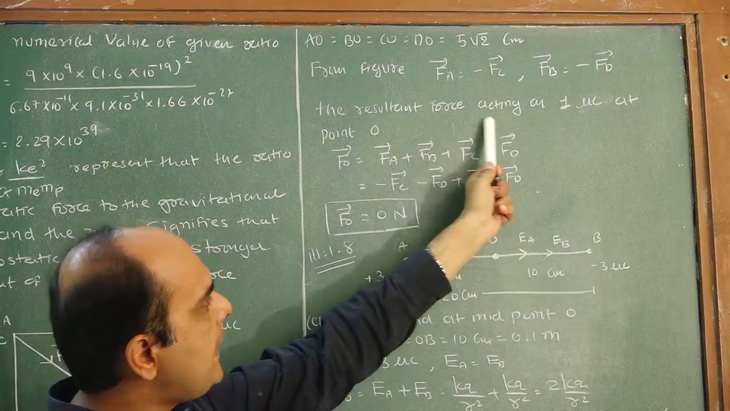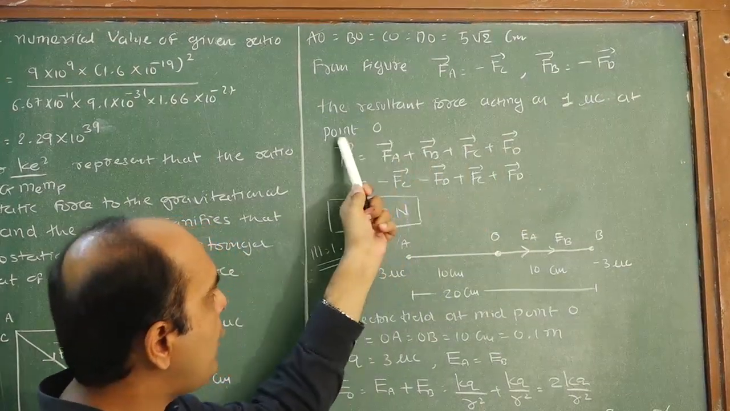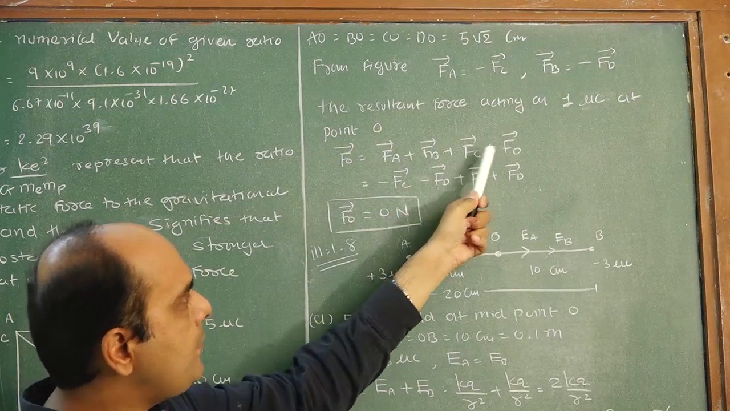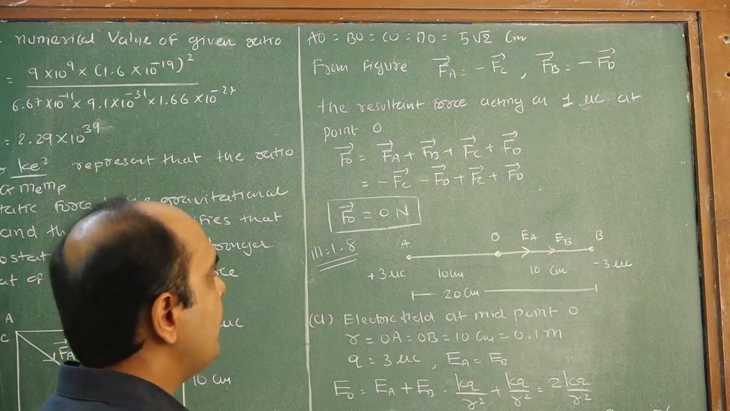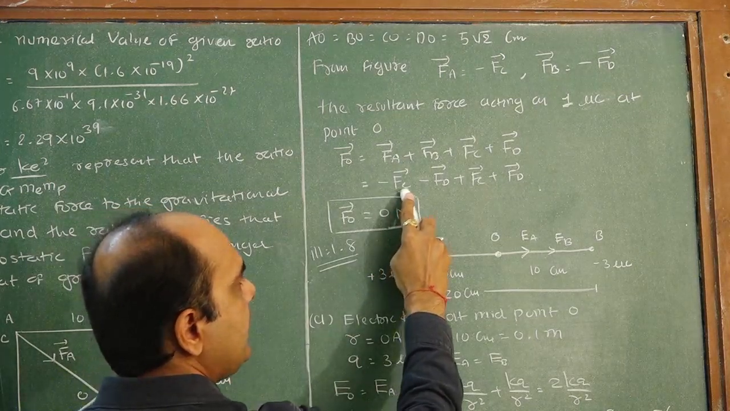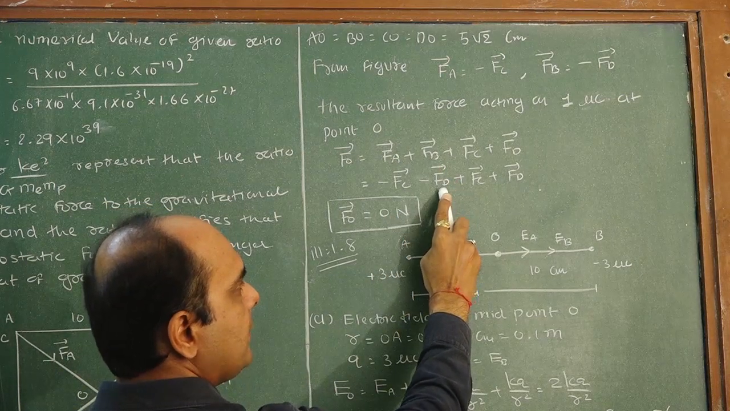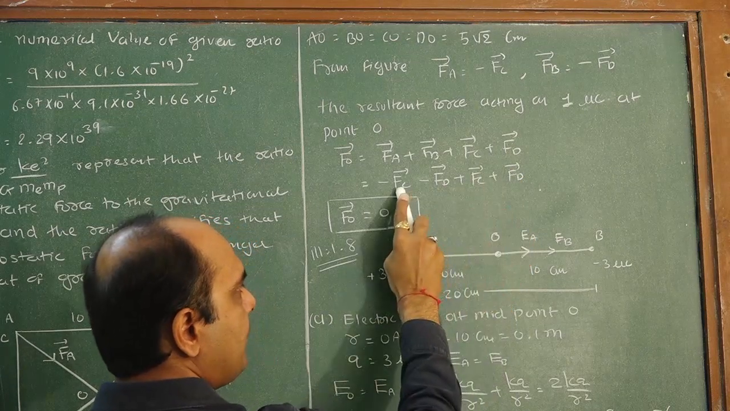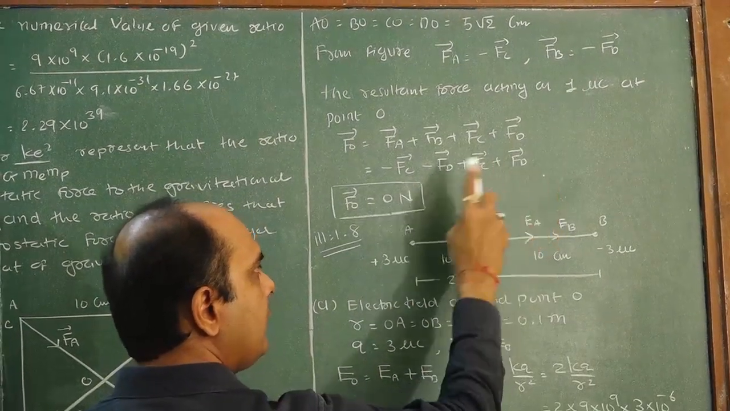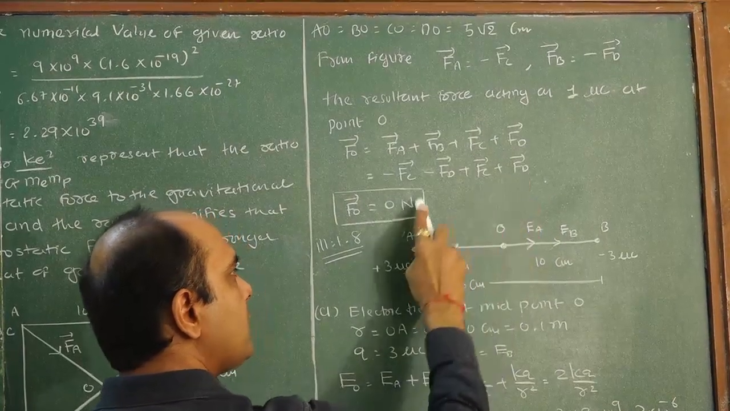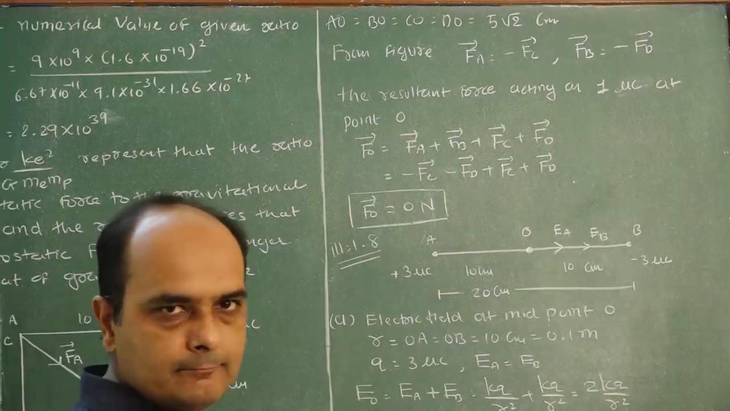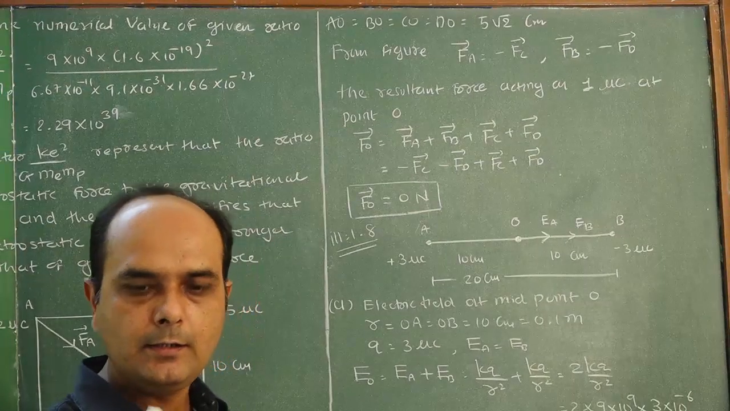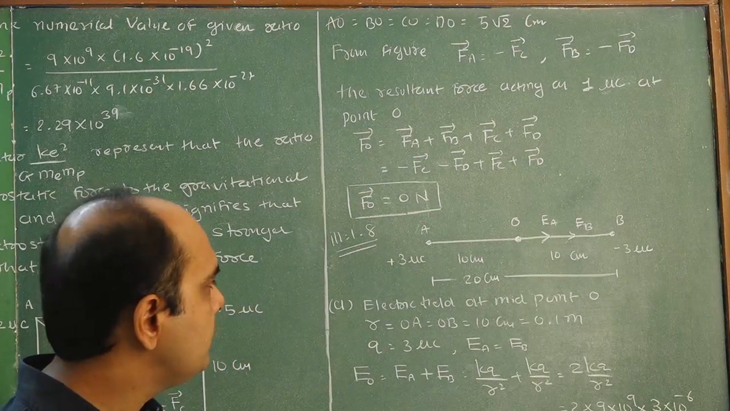The resultant force acting on 1 microcoulomb at point O, that is Fo, is equal to Fa plus Fb plus Fc plus Fd. Here Fa is replaced by minus Fc, Fb is replaced by minus Fd, plus Fc as it is, plus Fd as it is. Minus Fc plus Fc cancel, minus Fd plus Fd cancel, so the resultant force is 0 Newton. At the center of the square, the resultant force is 0 Newton.